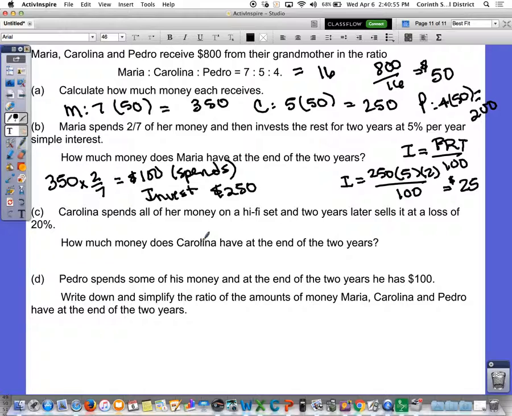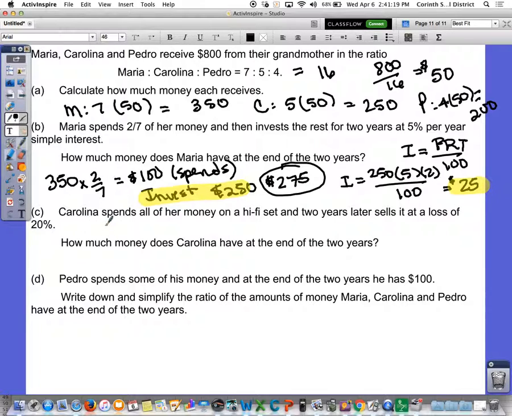But that's not what they're asking. They're asking how much money does she have at the end of 2 years. So you take the invested amount, you add the interest, so the total after the 2 years is $275 because she has her invested amount plus her interest.